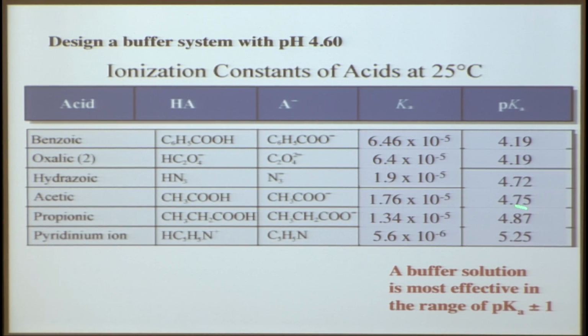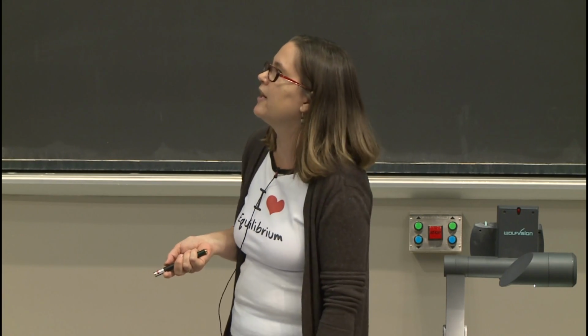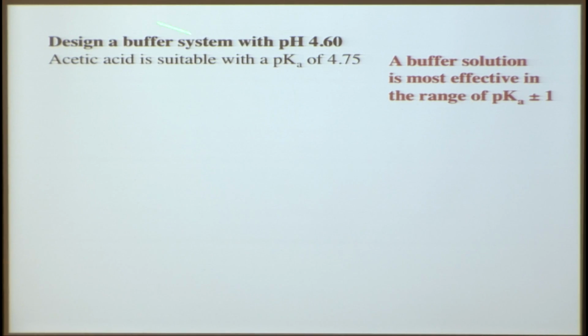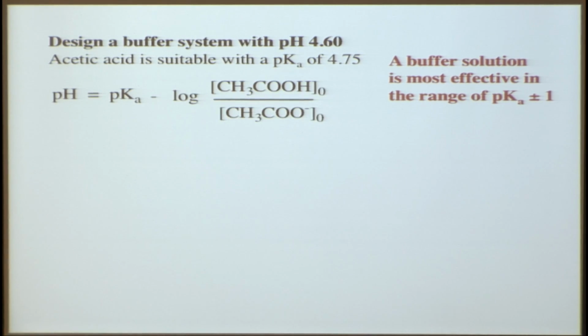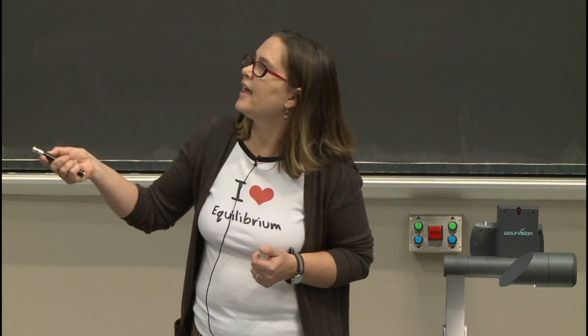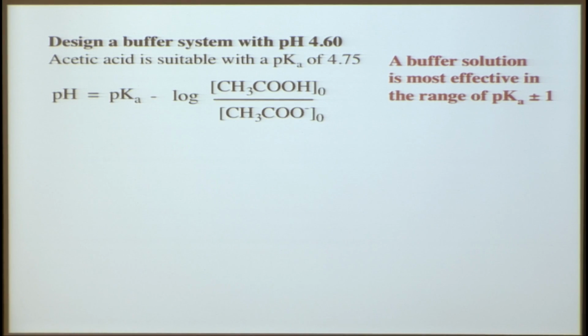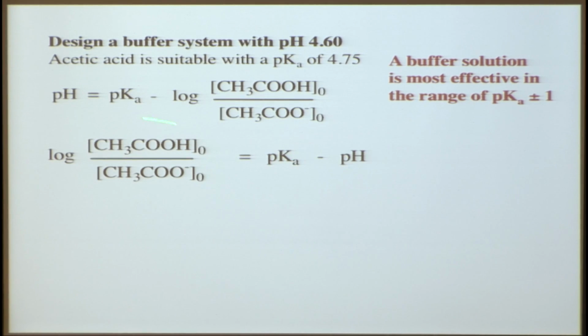There's several that are close to 4.6 that we can choose from, and probably you would end up choosing acetic acid because that would be on the shelf, whereas some of the others of these would not be there. All right, so acetate is going to work. It's a pretty common buffer. So we can use acetic acid with a suitable pKa of 4.75. Then we can use the Henderson-Hasselbalch equation because we're designing a buffer. So we can use that equation and figure out what the ratio of acetic acid to its conjugate base should be. So we can rearrange this expression.